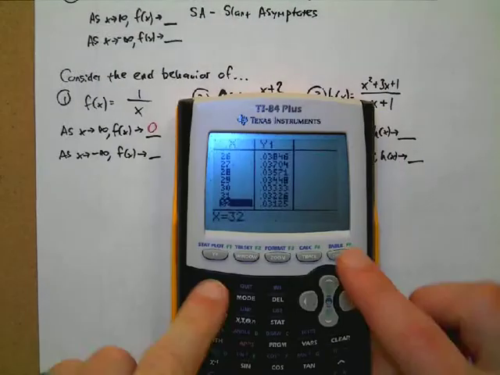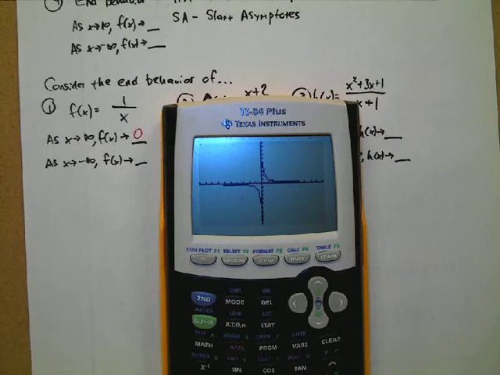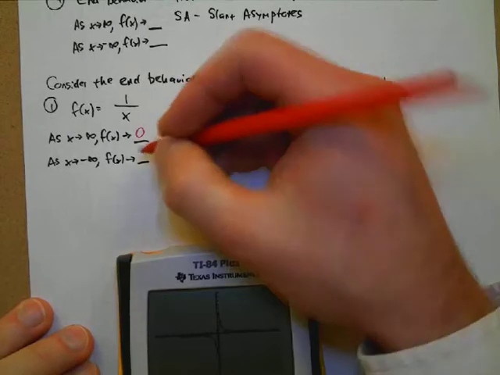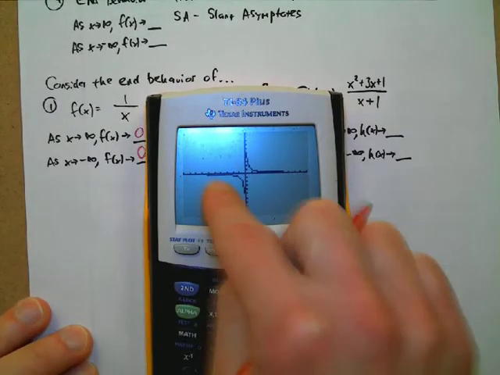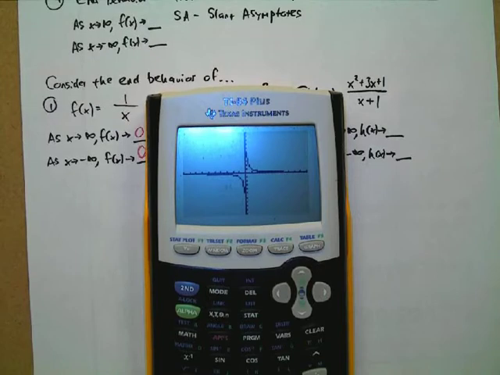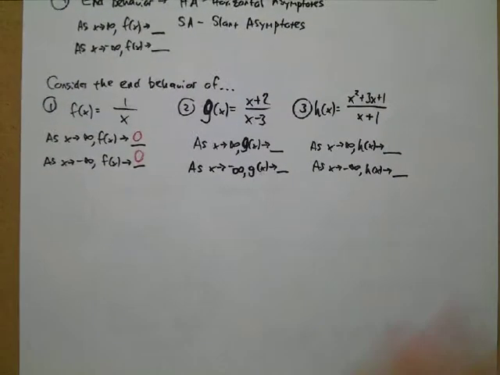Likewise, what happens as you go farther and farther to the left? f of x approaches what? Zero again, right? We're getting closer and closer to the x-axis from the bottom, though. Okay. Yeah, so zero and zero. Okay, let's take a look at number two.